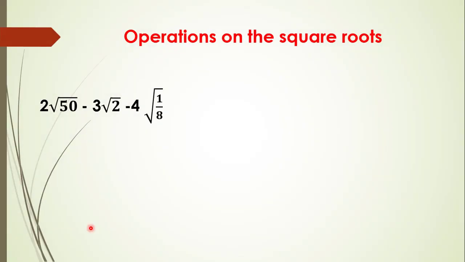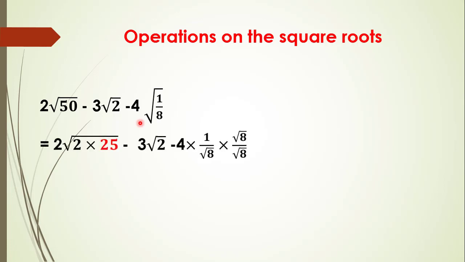Another example, 2 times root 50 minus 3 times root 2 minus 4 times root 1 over 8. I choose two numbers whose product is 50 and one of them is a perfect square. So we can write 2 times 25. 3 root 2 is simple. And here we have negative 4 times root 1 over 8.